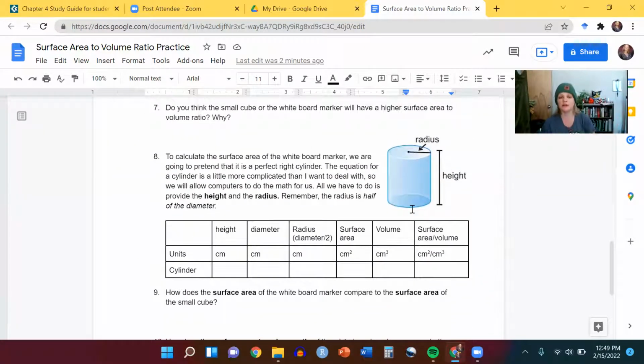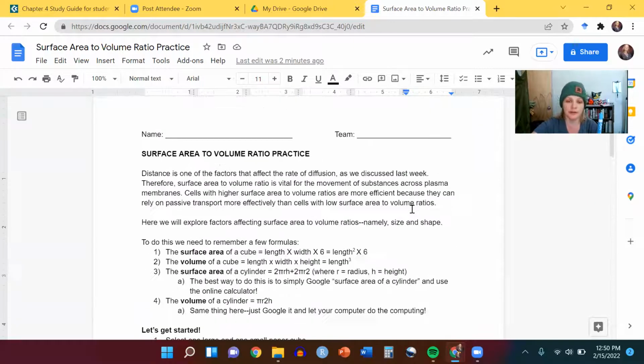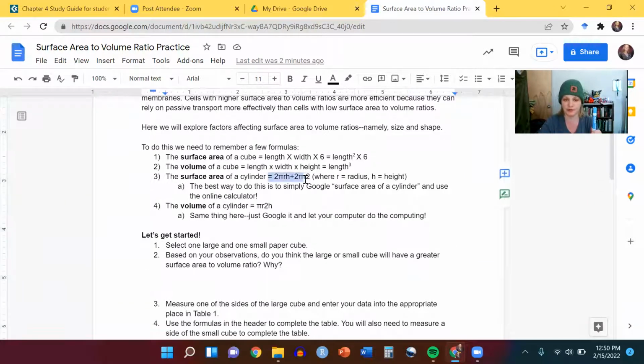Okay, so now we're going to pretend that this little whiteboard marker is a perfect right cylinder. Even though it pinches in a little bit and there's this little bump at the top, we're going to pretend that it's a perfectly right cylinder. So we need to get the surface area of our whiteboard marker, and then we need to get the volume. I've included the formulas for those things, but that's pretty complicated.